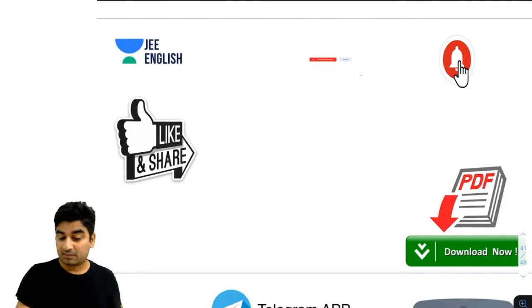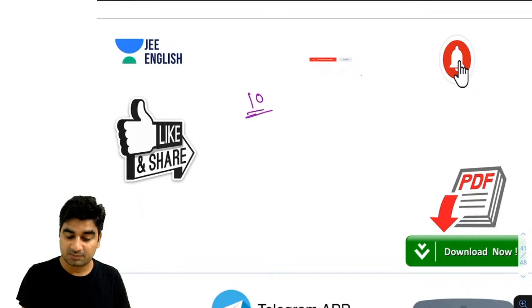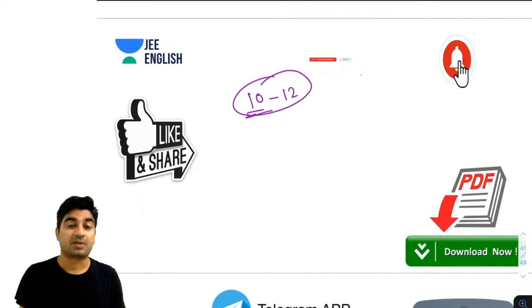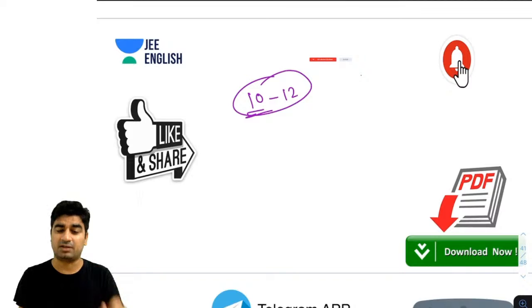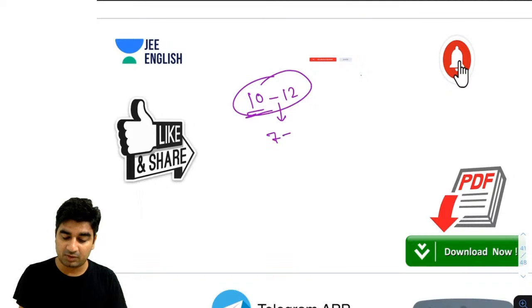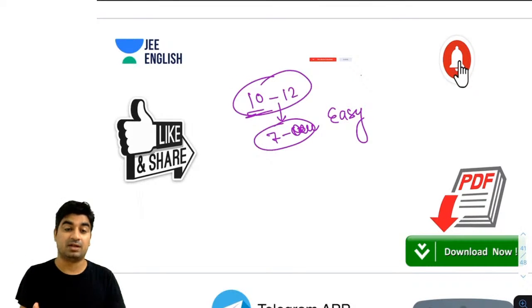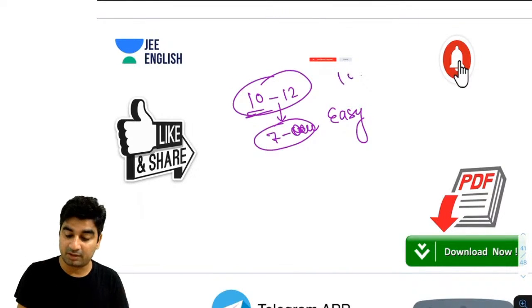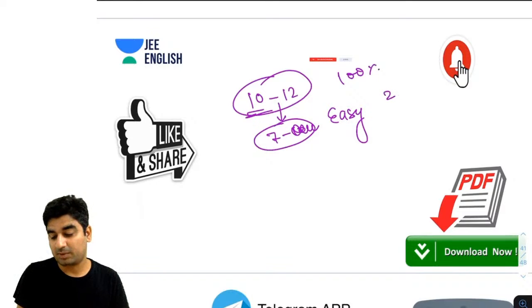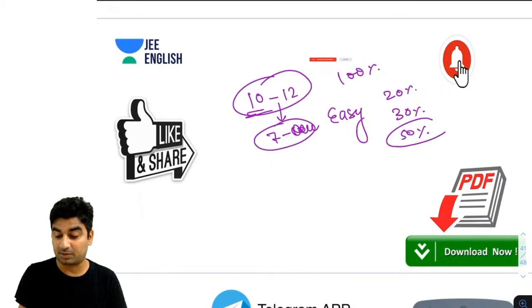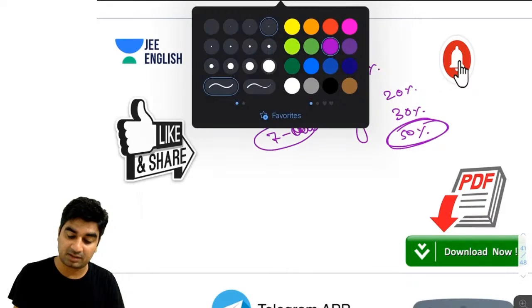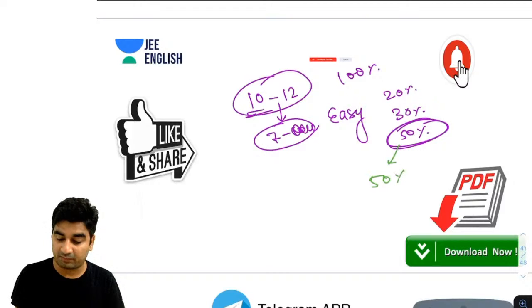So, guys, if there are 10 questions or 12 questions and you are feeling that the questions are tough, then try to find out 7 questions that are easy. In an exam, there can never be 100% tough questions. There will be 20%, 30%, maybe 50%. 50% means a very tough exam. But if it is so, in that case, you have to work on the other 50%.